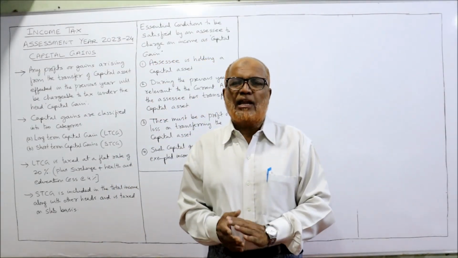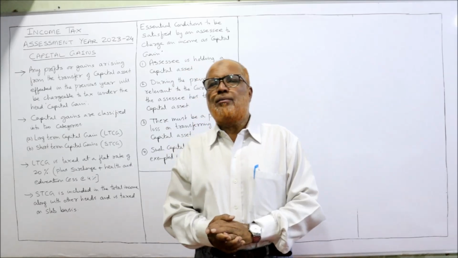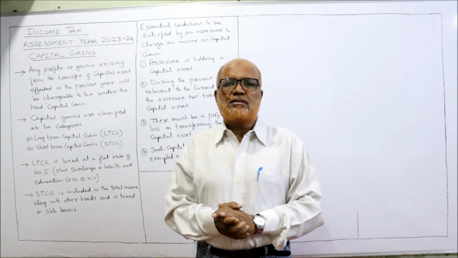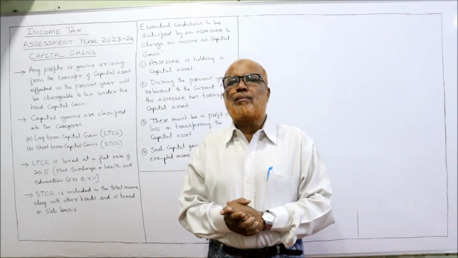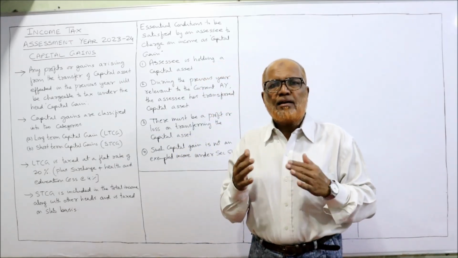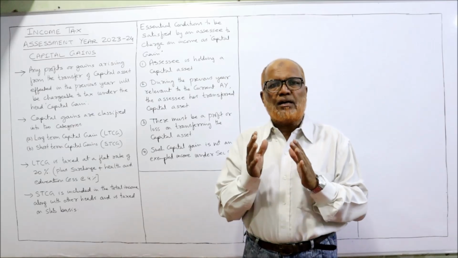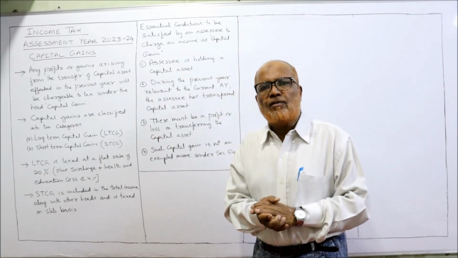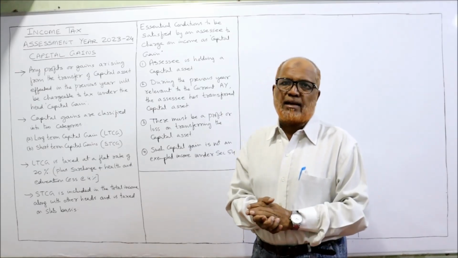I'm Hashim. Now I'm going to start the next head of income, that is capital gain. In the last videos I uploaded the problems on income from house property. Another simple head that is easily understood is capital gain. Then we'll start income from business or profession and income from salary.